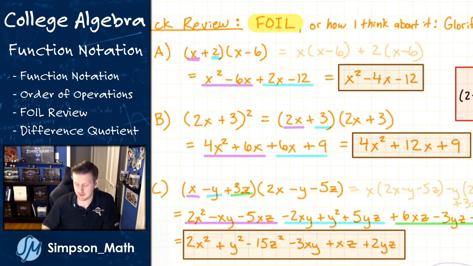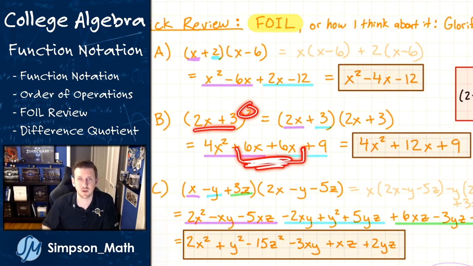Okay, so let's see how you did. I'm going to cover up this plus 3, and we're going to distribute. So 2x times 2x is 4x squared, and 2x times 3 is 6x. We're good with those two? Then I'm going to cover up the 2x and then distribute the 3. 3 times 2x is 6x. Sounds familiar? And 3 times 3 is 9. These two match. And anytime you see a binomial squared, these middle two will always match. So 6x plus 6x is 12x.